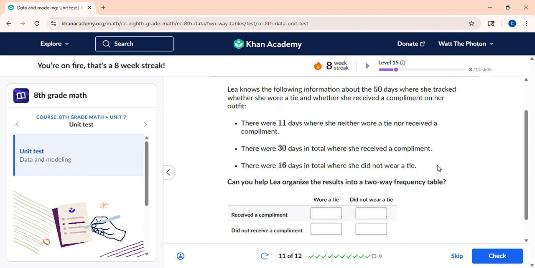Leah has information about 50 days where she tracked whether she wore a tie and whether she received a compliment on the outfit. There were 11 days on which she wore neither a tie nor received a compliment, and there were 30 days in total where she received a compliment. Can you help Leah organize the results in a two-way frequency table?